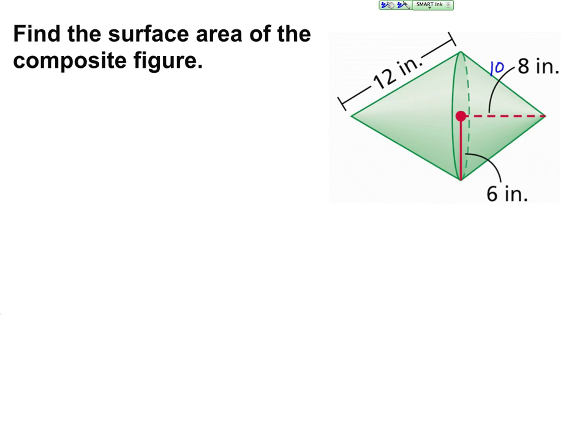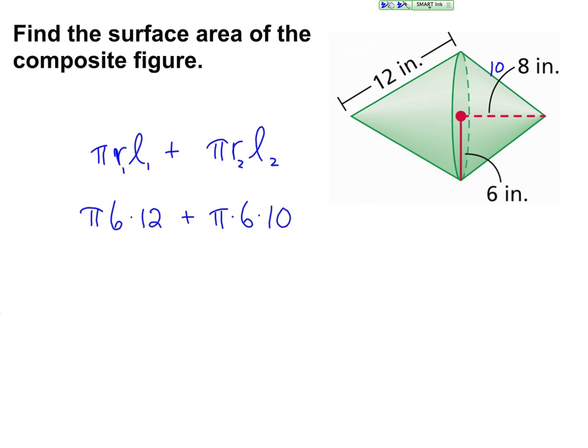But you did tell me lateral areas. So pi radius times slant, and then another pi radius slant, from the second cone. So we need to do pi times 6 times 12, and then pi times 6 times 10 that you just found for me. So 72 pi plus 60 pi, 132 pi. Combination shapes, you'll have some of those on it.